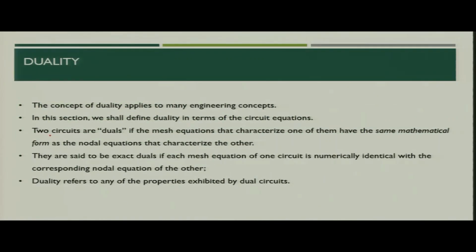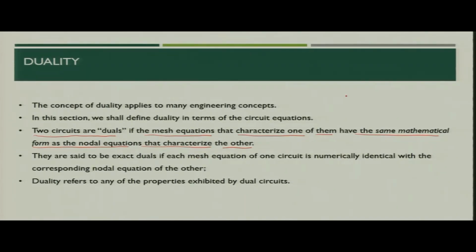When two circuits are dual, that means the mesh equations that characterize one of them have the same mathematical form as the nodal equations that characterize the other one. What does it mean? It means that if you write the mesh equation for one circuit and the nodal equation for another circuit, the mathematical forms of both equations would be the same.